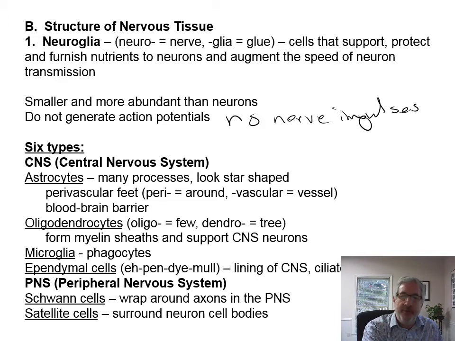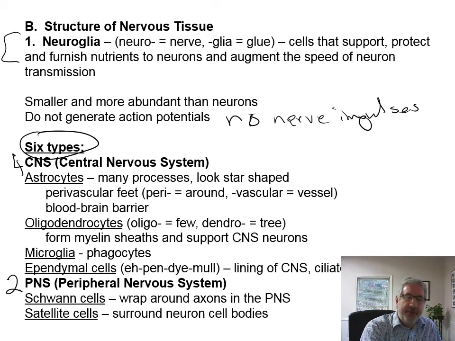But without them, the neurons won't be able to make nerve impulses or transmit them very well, because they need this whole supporting cast to help them out. So you have your neuroglia. There are 6 types that are found: 4 in the central nervous system, and 2 in the peripheral nervous system.